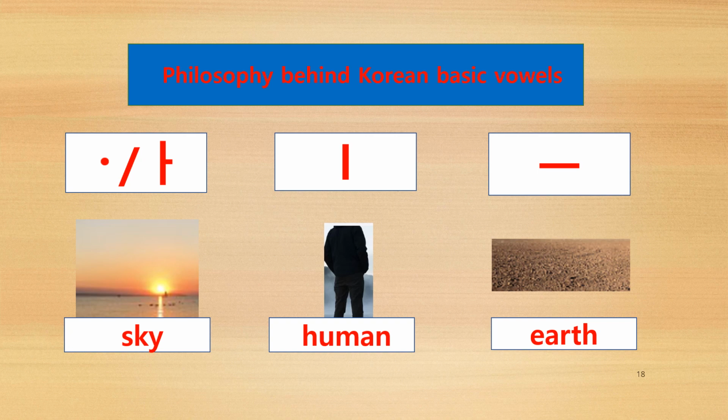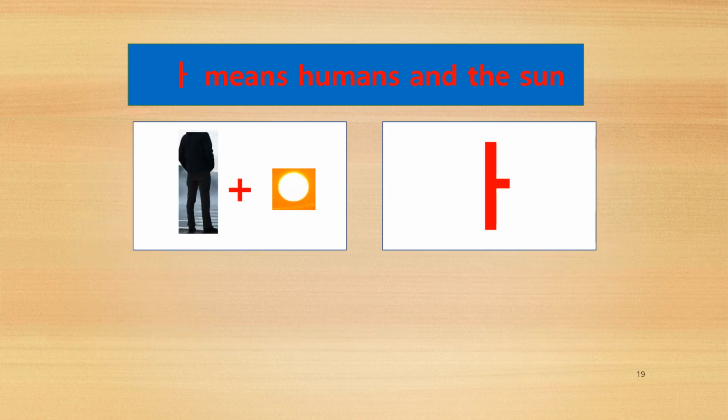Before starting, I'm going to share the philosophy behind the Korean basic vowels. First one is ah. It represents the sky. And the e, like a human standing, represents a human, and this is u, which is the earth. A, e, u. A means human and the sun. Can you see the human standing, added the sun? So A is the human and the sun.